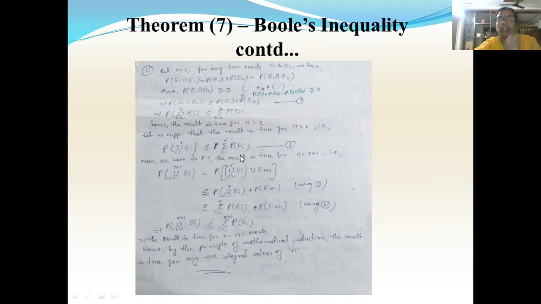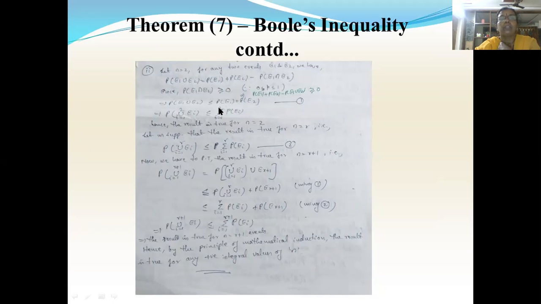Now we have to prove that the result is true for n equal to r plus 1 events. So that means you have to find the probability of the union of E_i, i from 1 to r plus 1. This we have to consider. Now this r plus 1 events, I am splitting into two events: one is r events, another one is the (r plus 1)th event. So I can write this as the probability of the union of E_i, i from 1 to r, union E_(r+1).